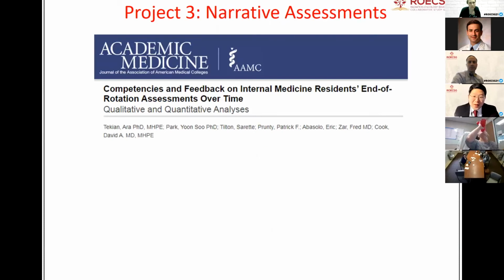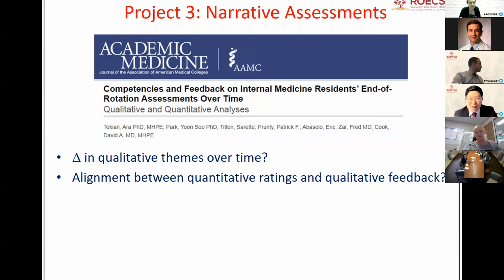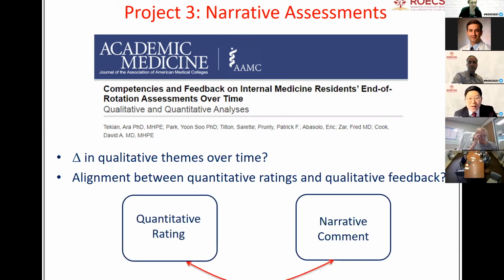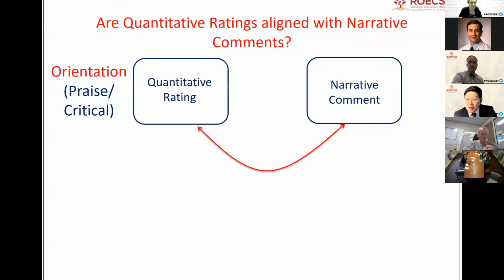I'll move on to another example here, because another key aspect of clinical assessments is narrative comments. And we get this question a lot: are clinical comments useful? How well are they aligned with quantitative information as well? In this paper, we go into much more detail, but just to give you some ideas of the importance, because the main message here is that narrative assessments can be so important, particularly for struggling learners. We tried to look at two different questions.